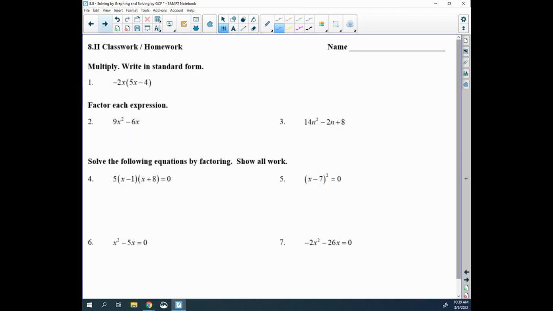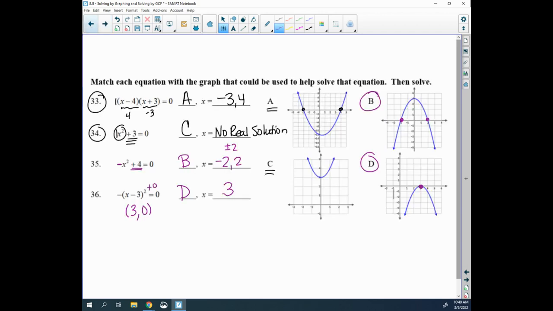All right, and that leads us to your classwork. So just check with your teacher that your classwork is in your packet.